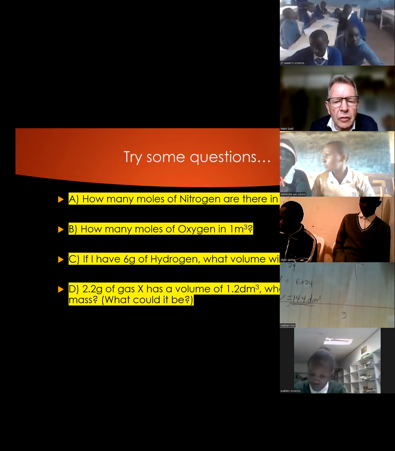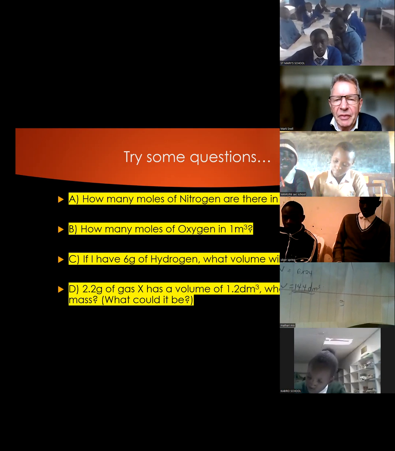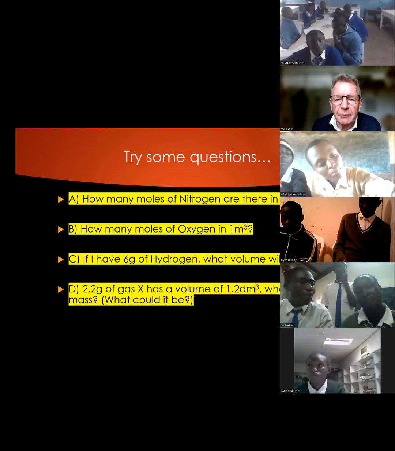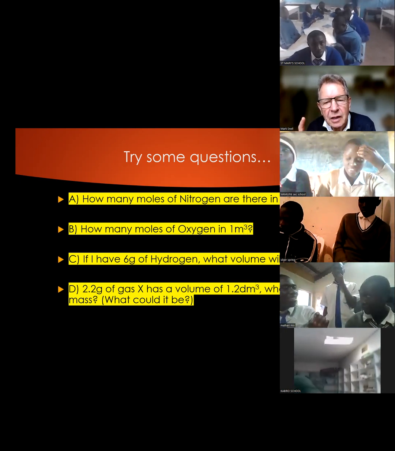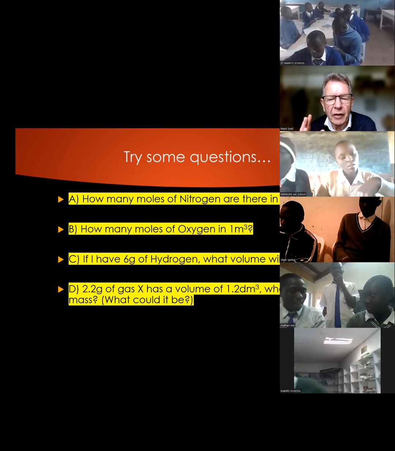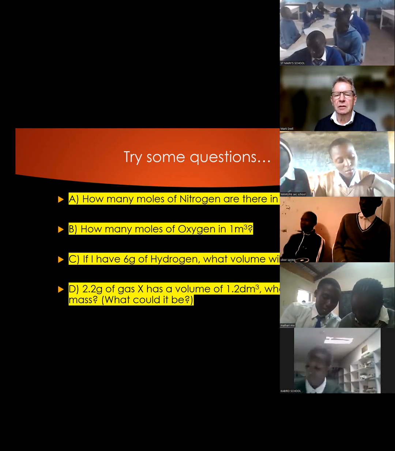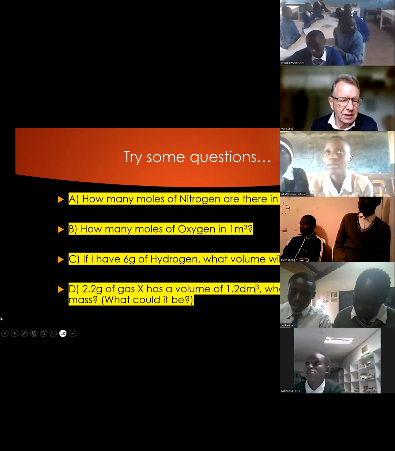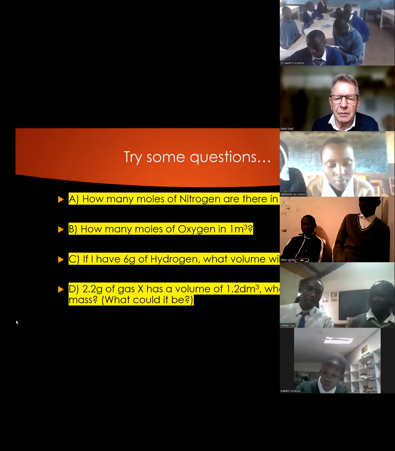No, not 6 times. Remember that hydrogen goes around in pairs. Very nearly, but remember hydrogen goes around as H2. So the RMM of hydrogen is 2, not 1. So it will be half of that. Okay, let's have a look at some answers.